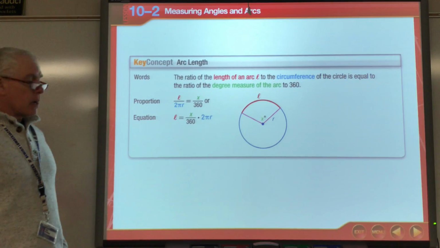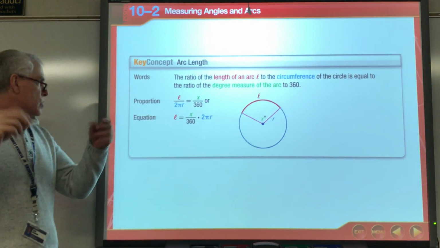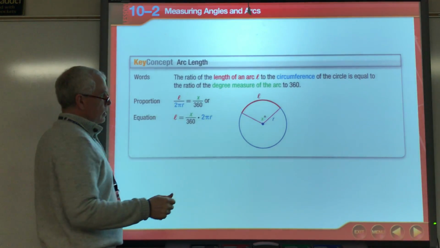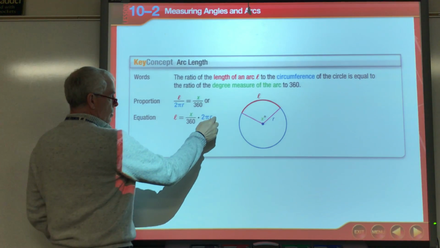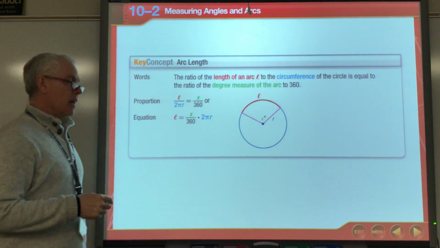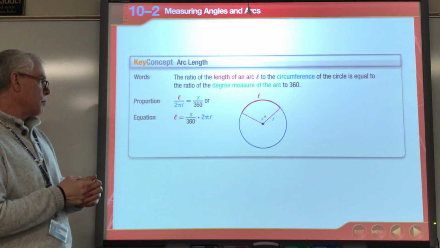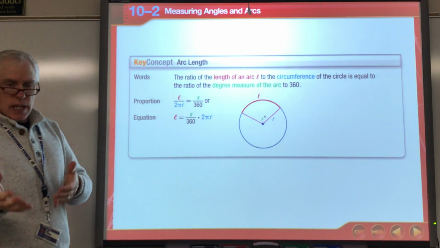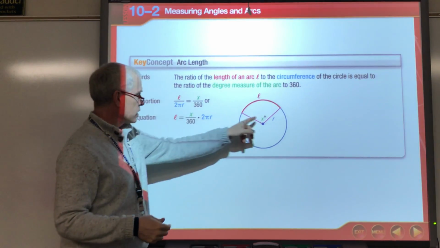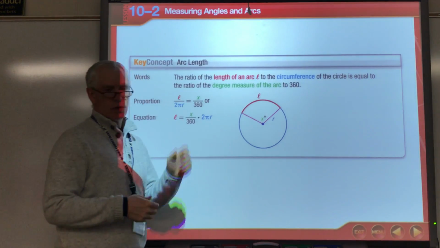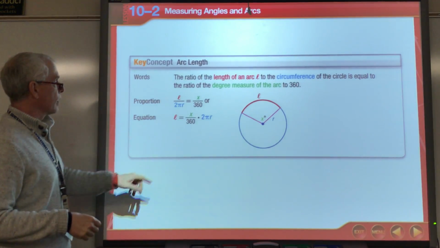And arc length. If I want to measure it linearly in inches or feet or whatever I'm given, I'm going to take the circumference, that's where you see the 2 pi r here, and then multiply it by the fraction of the circle that's taken up. That's going to be the measure of the central angle over 360. So if I take x over 360 and multiply it by the circumference, I've got the arc length.